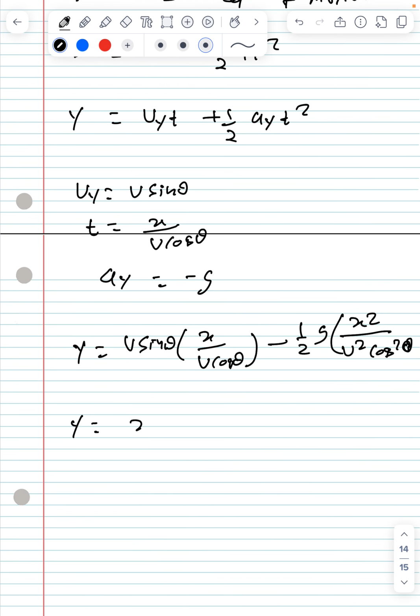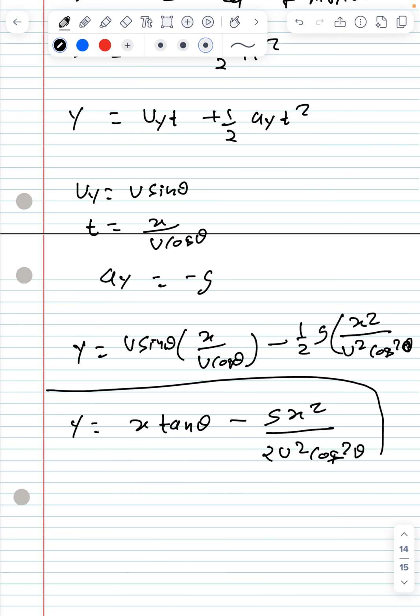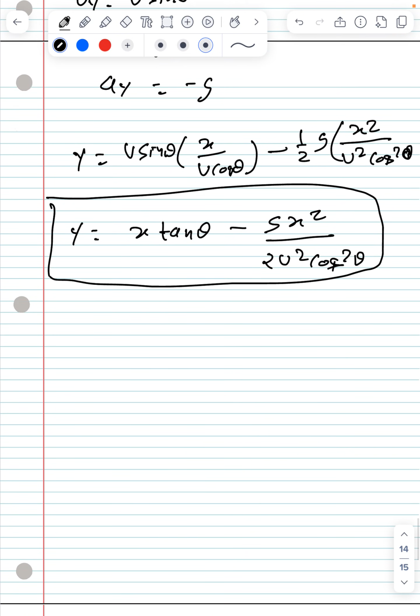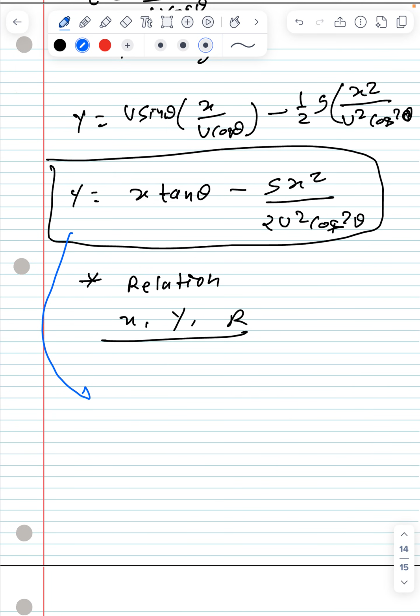And y = u sin θ times x divided by u cos θ, minus 1/2 g times (x divided by u cos θ) squared, that is, x² over u² cos²θ. Arranging this formula, y = x tan θ − gx² divided by 2u² cos²θ. This is the equation of the trajectory path, also known as the equation of projectile motion.